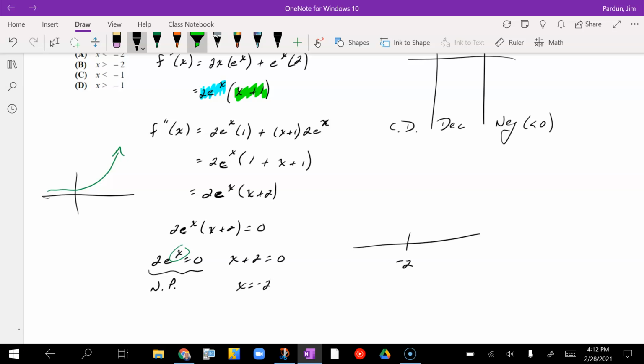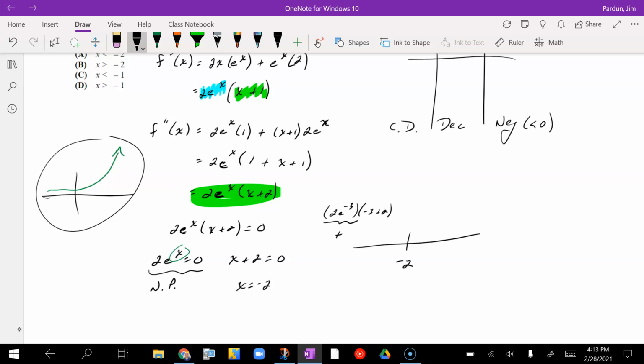So when I test a value to the left of -2, let's try -3. So I'm going to show my work here. This is going to be 2e to the -3 times -3 plus 2. Well, this is always going to be positive. All right, we just talked about that. We said it's an exponential function. So the exponential function will always be positive no matter what, and then this is going to be a negative. So f double prime is less than 0 there.